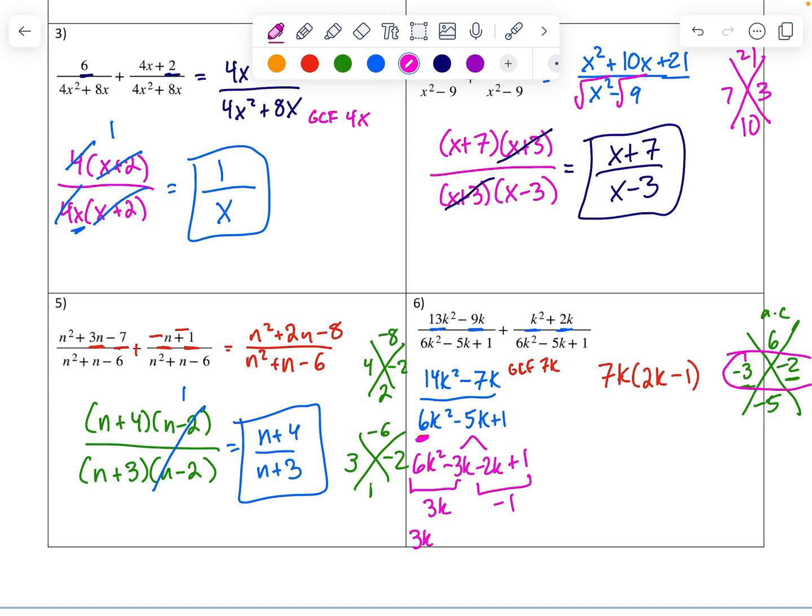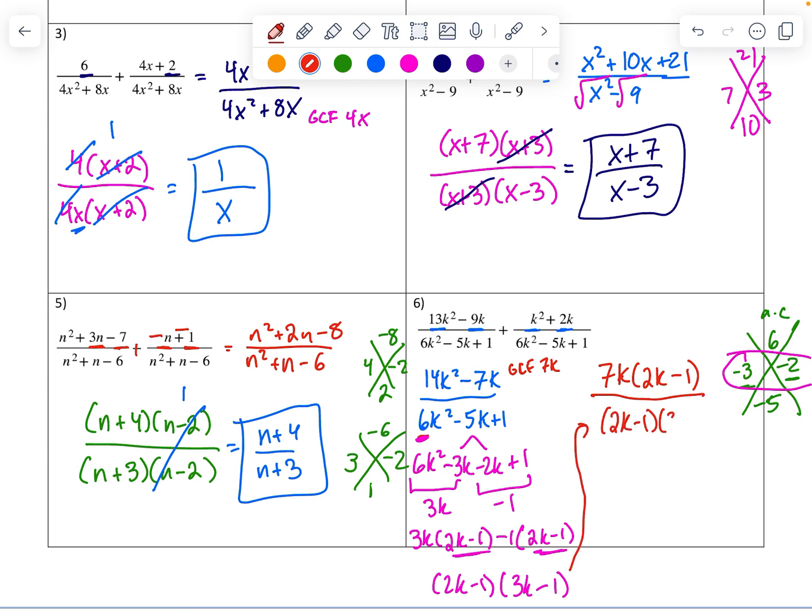So I'm left with 3k. If I divide them both, I'm left with 2k minus 1. Then I take out the negative 1, and I'm left with 2k minus 1. The parentheses match. So 2k minus 1 is one factor, and then my GCFs are the other factor, so 3k minus 1. So that is going to go underneath my other fraction. So we've got 2k minus 1 and 3k minus 1.